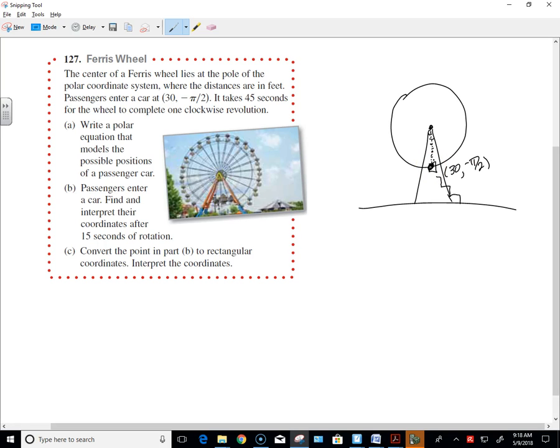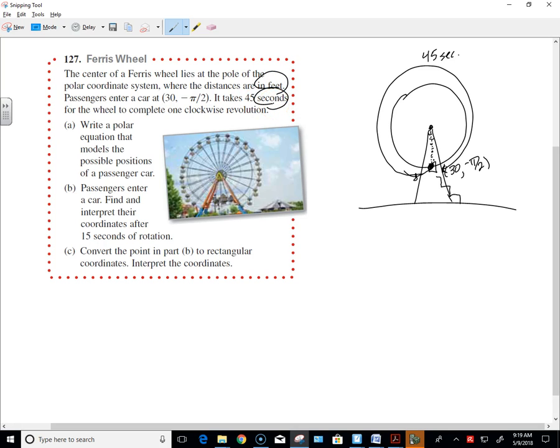Then it takes 45 seconds for them to make it all the way around, one clockwise revolution. Oh, clockwise, I guess it goes the other direction. Isn't that weird? Because you usually like to go up. Oh, well, maybe the cars are facing this way. All right, coming back. Oh, feet. Okay.